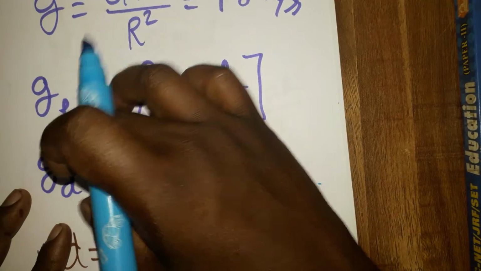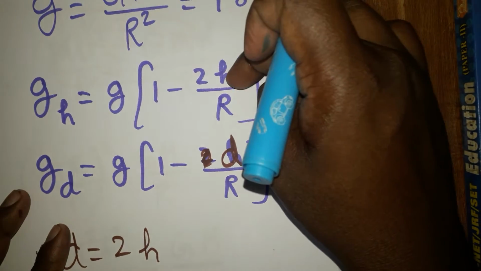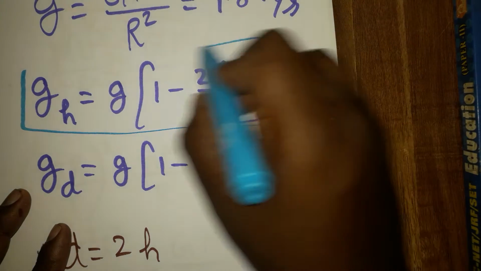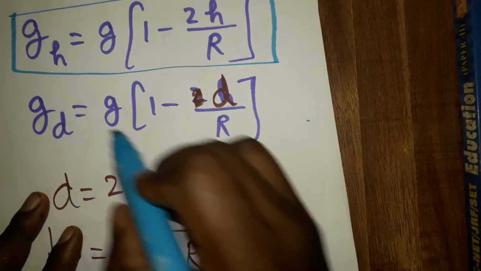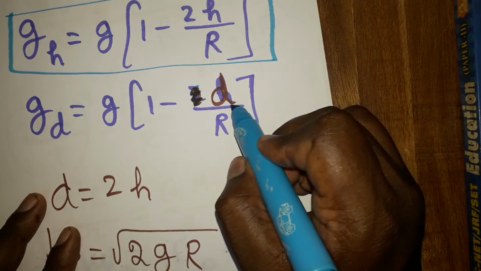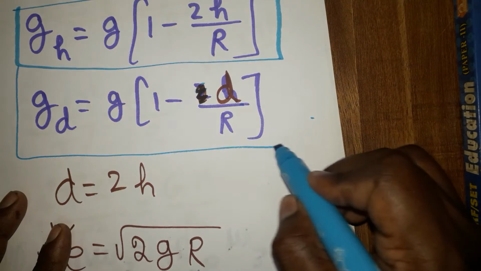Gravitation at height: g' is equal to g times 1 minus 2h divided by r, where h is the height. You can use this formula when the object is at some height from the earth's surface. The same formula works for gravity at depth, but here the 2 won't come. Instead of height, you write depth. This is the formula you can use for gravitation at some depth.